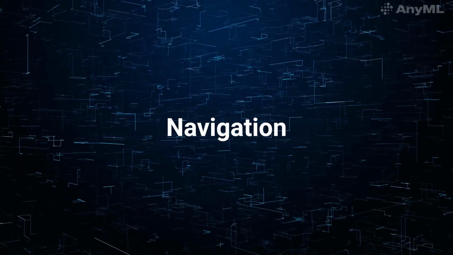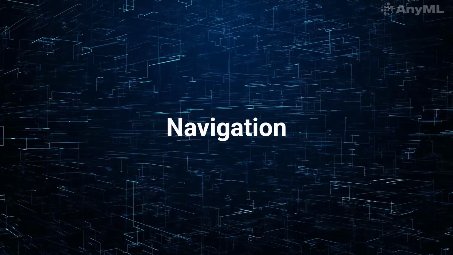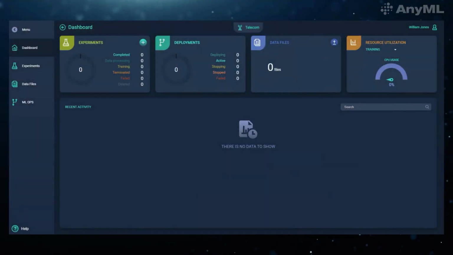How to navigate through the platform. Upon logging in, on the left-hand side of the application, you will find the AnyML main menu. First is the dashboard, where you are able to view your statistics and recent activities. The first time you log into AnyML, the dashboard will be empty until you upload your first file.